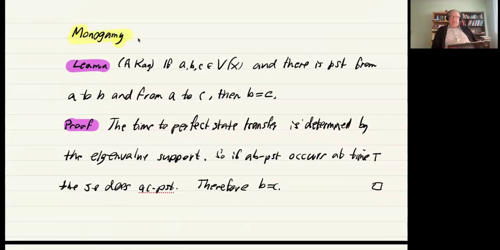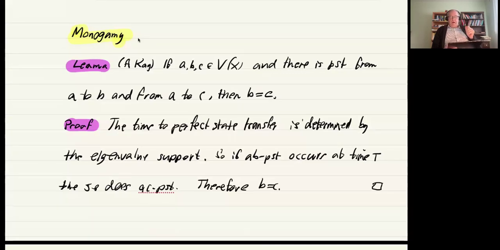If you get perfect state transfer, there's only two vertices involved. And the basic idea is simple enough. If you get perfect state transfer between two vertices, then it follows that those two vertices have the same eigenvalue support. You might need to go away and think about that for a little bit, but it's not difficult. And if they have the same eigenvalue support, the next thing is that the time to PST just depends on the eigenvalue support, and the period is just depending on the eigenvalue support.